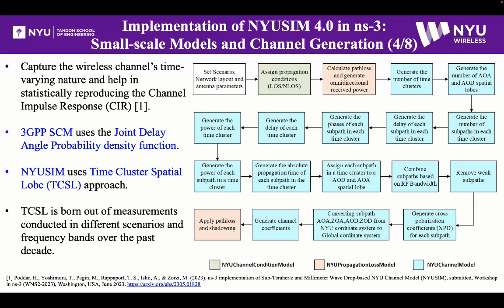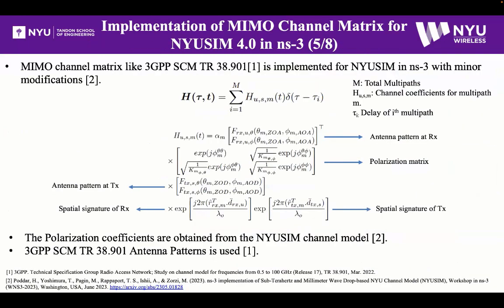And once we have these channel parameters set, we could generate the small scale fading on top of the large scale fading. And once we have the complete channel impulse response, which is a combination of your large scale parameters plus the small scale parameters, we could generate what is called the channel matrix, which is then used for further simulations. So here, for example, we have captured the NYU Sim channel matrix implementation that we have in NS3. If you see, this channel matrix is very similar to what we have in 3GPP. We did not want to deviate a lot from the 3GPP implementation.